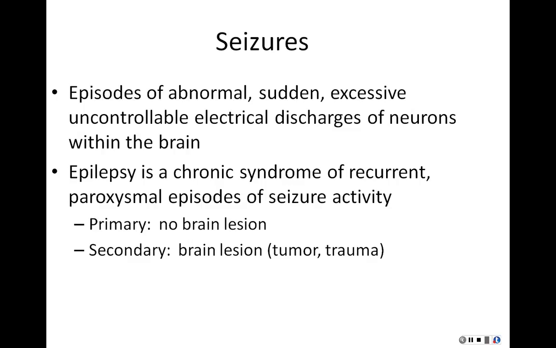And I'm sure you all know what seizures are. Where they have abnormal, sudden, excessive, uncontrollable discharges of neurons within the brain, and it causes the patient to have very spasmodic kind of episodes. And these can be single episodes, or they can be off and on, intermittent. They can be lifelong challenges that the patients have to deal with. Epilepsy is where patients have a chronic, recurrent kind of episodes of these, and there's the type that have no brain lesion, which are called primary, and then the secondary where there's some other lesion or they've had a trauma or something that has caused them to have seizures.